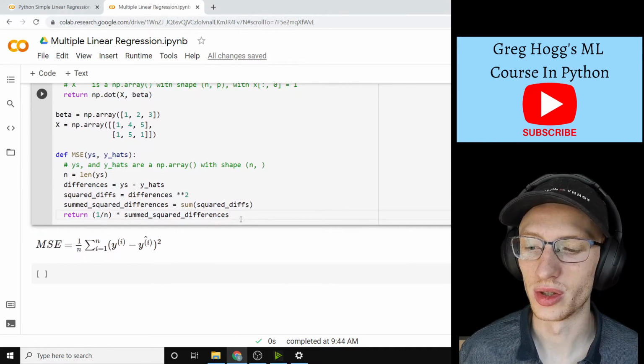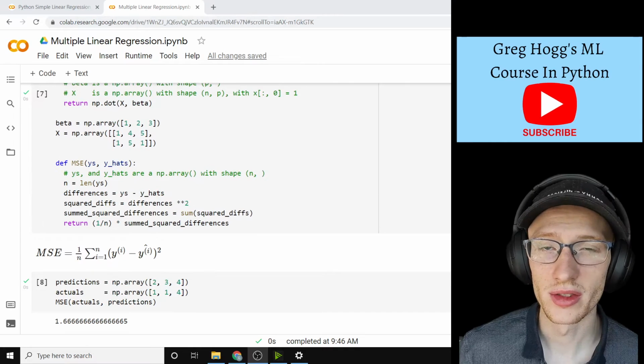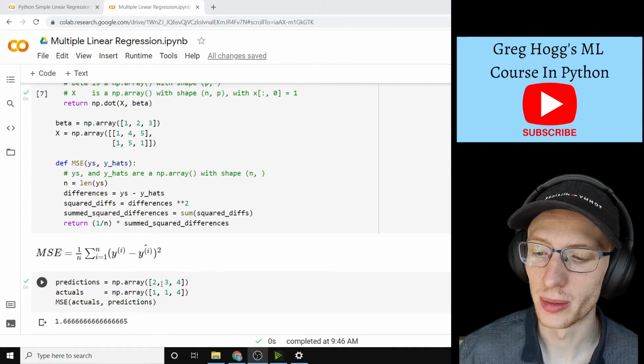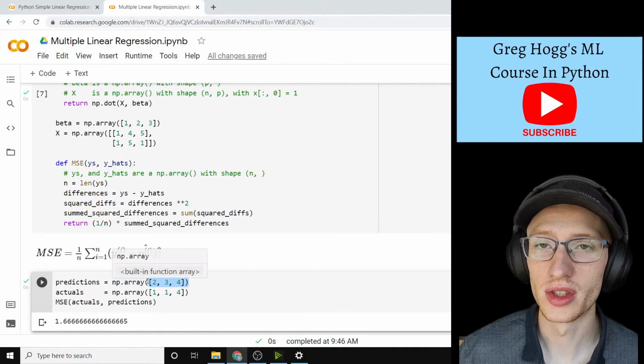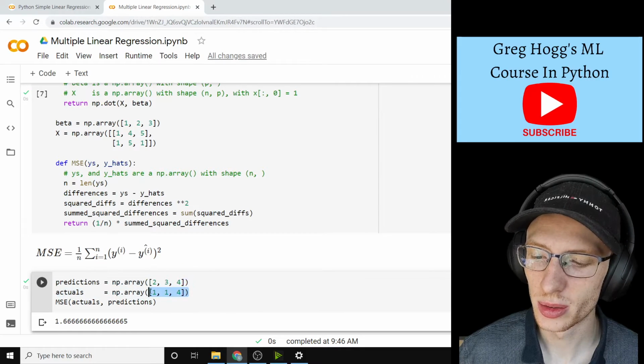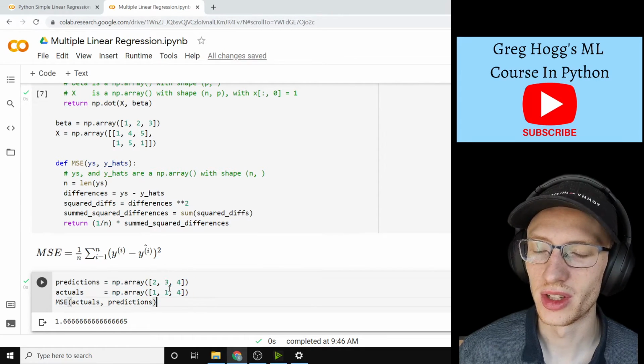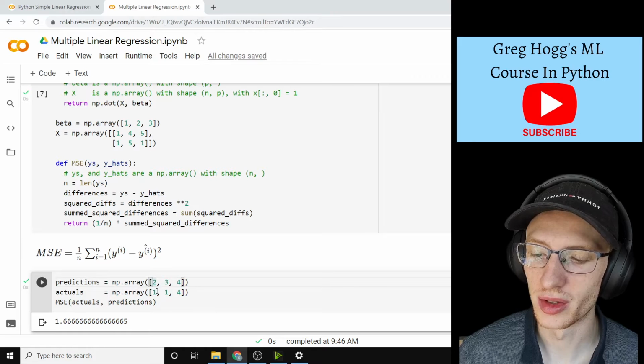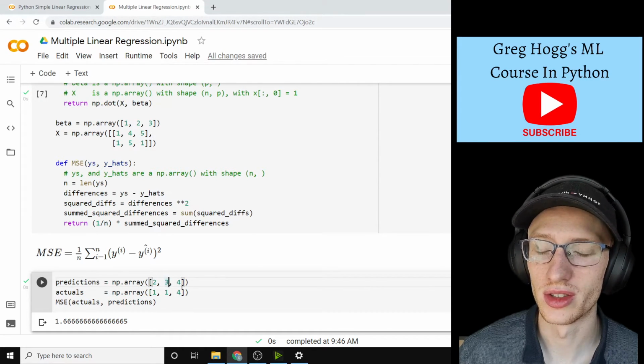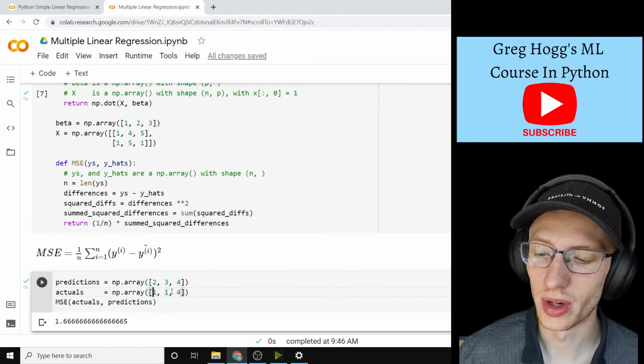So let me just show you that it works down below. Again, off screen, I just grabbed some stuff for you because it's kind of boring. I got predictions of 2, 3, and 4, and actuals of 1, 1, and 4. So the MSE of this thing, well, we'd take the difference here, we'd get 1. We'd take the difference here, we'd get 2, and the difference here is 0. So we have differences of 1 and 2.